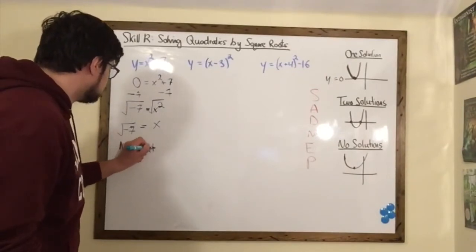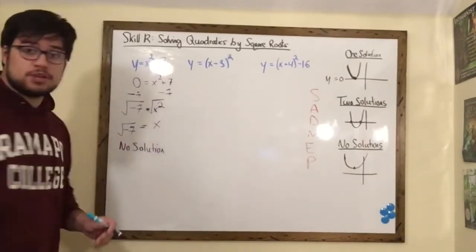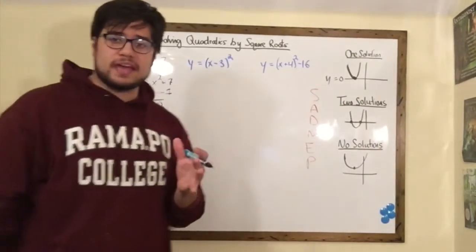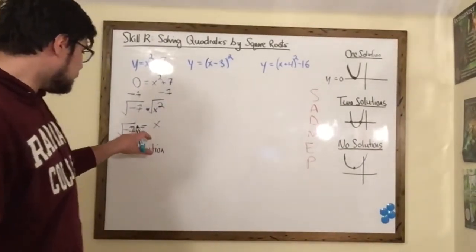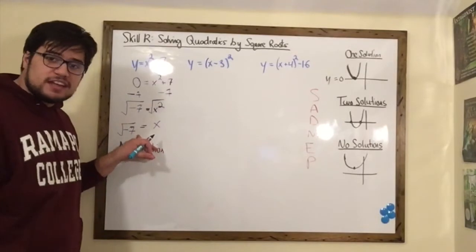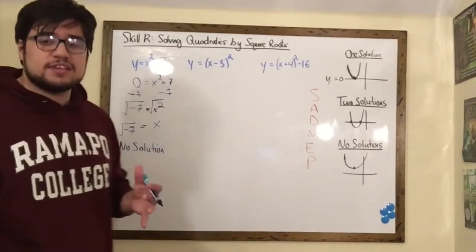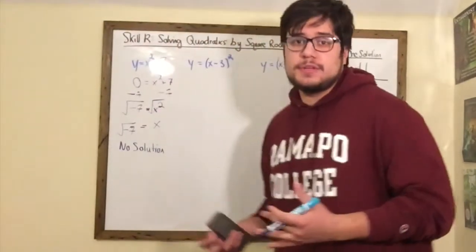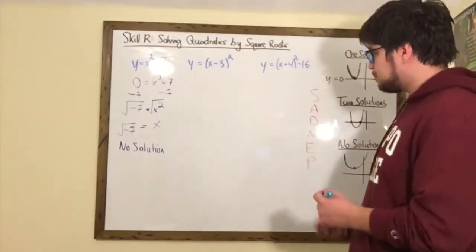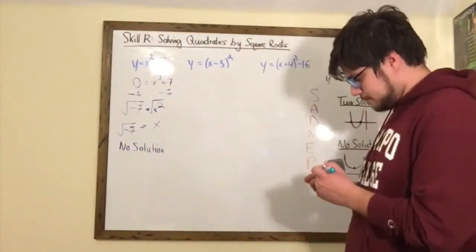Okay? And that's something to keep note. If we solve for x and we get this irrational expression, the square root of negative 7, then it has no solution. Okay? And it's easy as that. Let's try the next one.